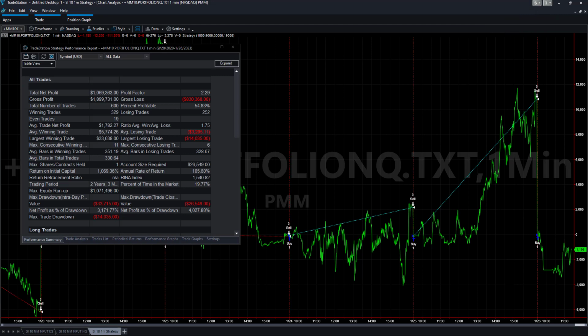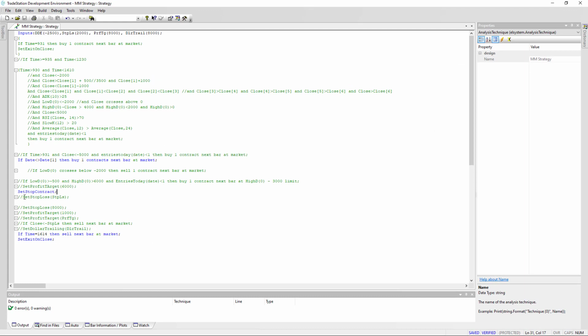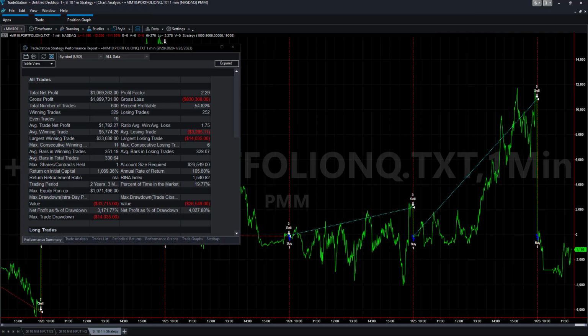And so what's interesting about this is, if you look at these results, what happens if we have a stop loss in this? So an intraday stop loss of $5,000. Let's use this one down here. Set stop loss, $5,000. And you'll see what happens here. Let's look at the largest losing day, 14,000. Max drawdown is 26,000. 4,027 is the net profit as a percentage of drawdown. Let's look at the results.